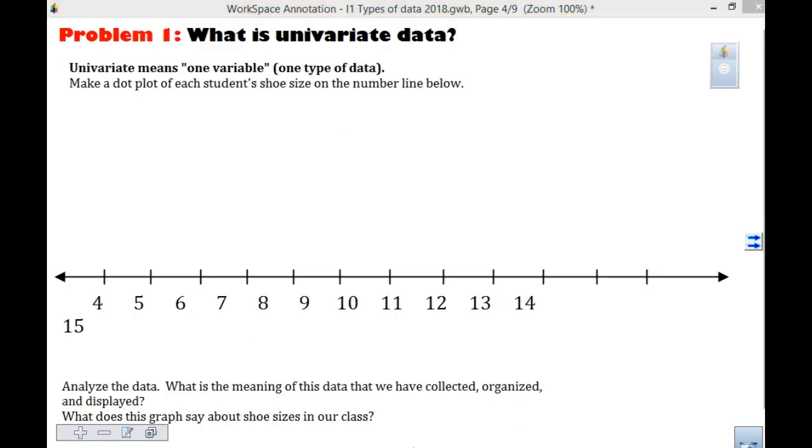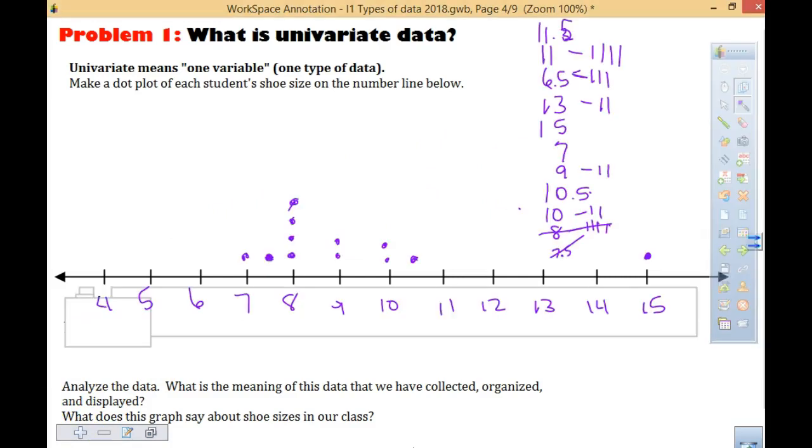Okay? So, what we are going to be taking a look at, we are going to make a univariate, meaning 1 variable, looking at our type of data. We are going to make a dot plot looking at your shoe size. So, what I am going to do is ask each of you as we go around the room, what was your shoe size? Okay? So, we are making the dot plot with that one.